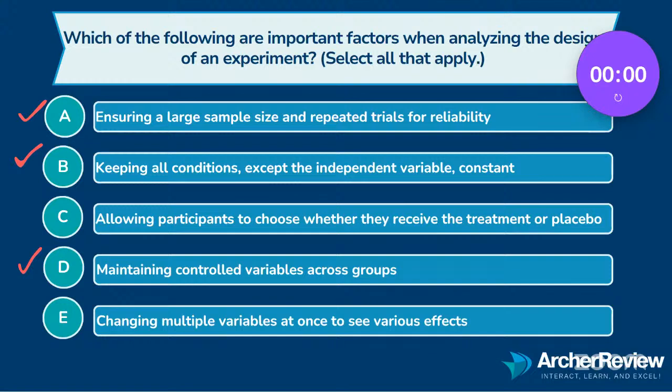C, allowing participants to choose whether they receive the treatment or placebo. That would be introducing bias, and we will actually assess for that later, so I'm not going to get too crazy and give answers away.